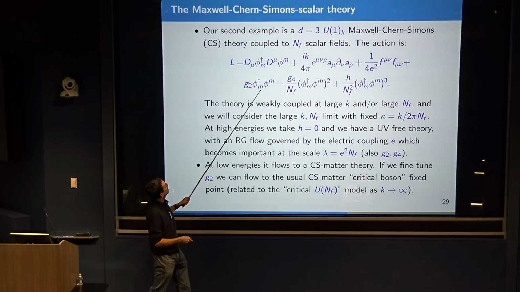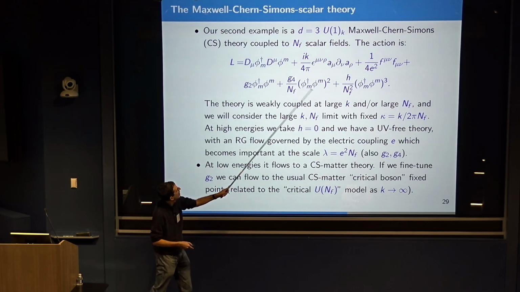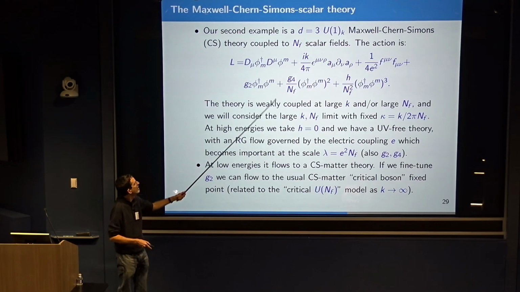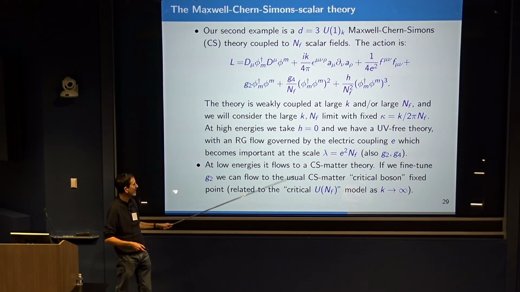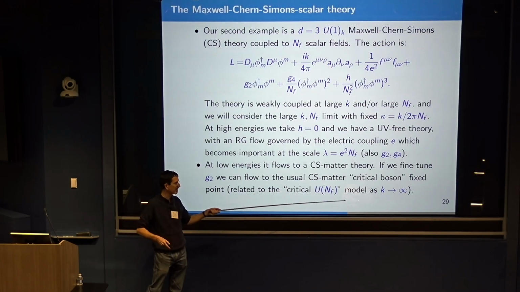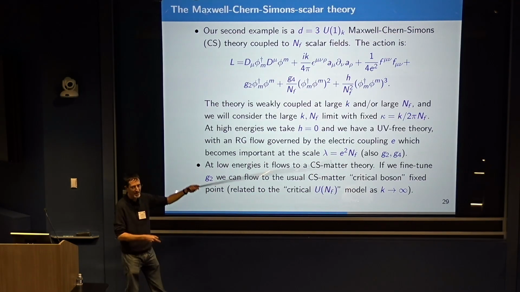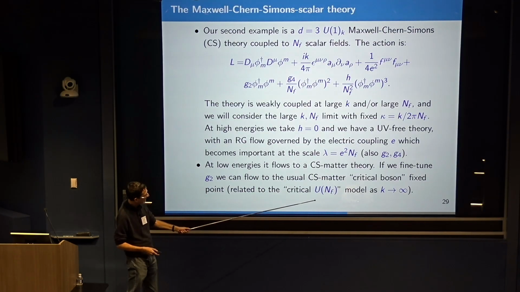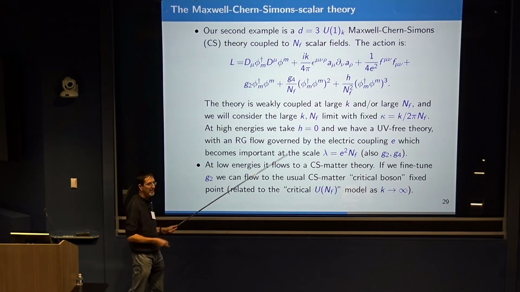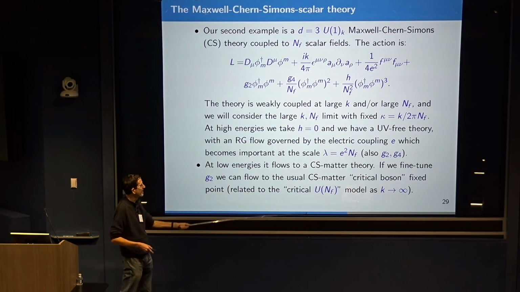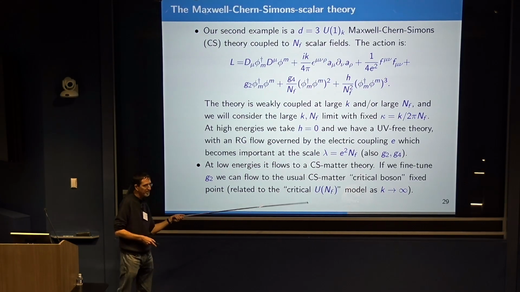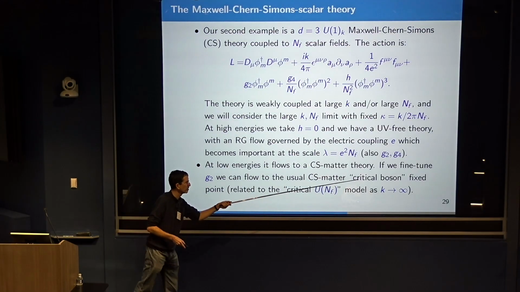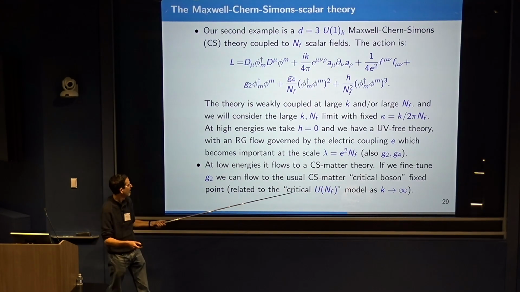So if we only fine-tune the mass term, then this renormalization group flow, for very large k, is very weakly coupled, so we would just end up at the usual critical fixed point, which is just the critical U(N) model in the limit that k goes to infinity. But we're interested in analyzing this also for small values of k. If we just fine-tune one parameter, then these flow to what are called Chern-Simons matter fixed points. These are sometimes called the critical boson Chern-Simons matter fixed points.